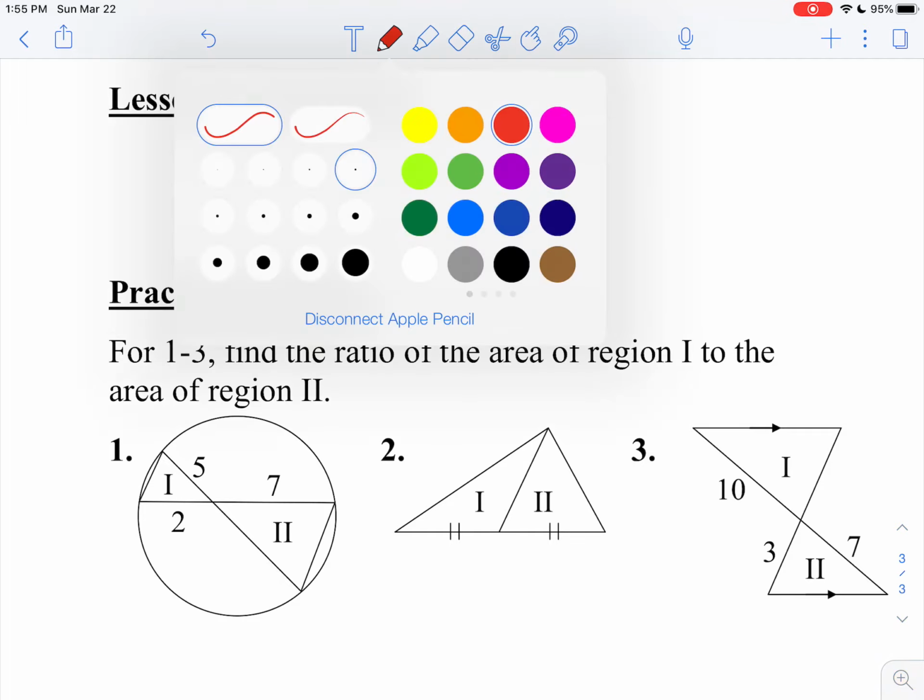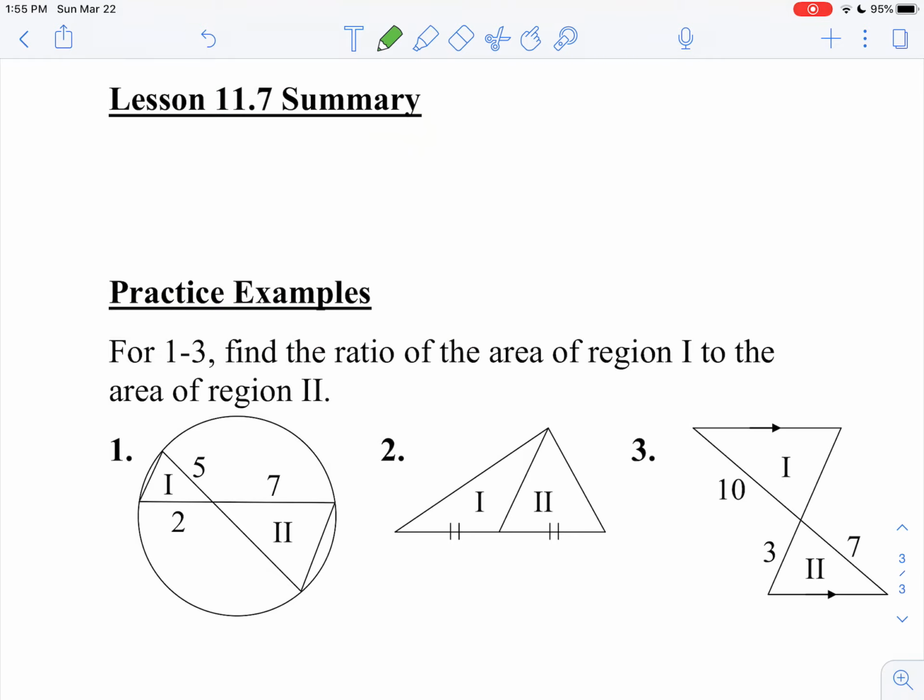Now, here's the thing. I purposely didn't do any problems like this because it's what we did in lessons 11.1 to 11.6. But there are going to be some problems where you actually use your area formulas and then just make a ratio. So that might happen if I ask you to compare 2 shapes that aren't even the same shape, a square to a hexagon or something like that. Find 2 areas and just make a ratio.